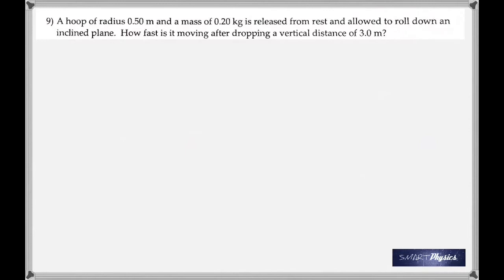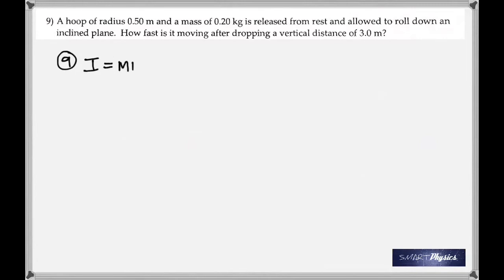In the ninth question, there is a hoop of radius 0.5 meter and a mass of 0.2 kilogram. It's released from rest and allowed to roll down an inclined plane. So this is a question that is similar to the last one. But the only difference here is that it's a hoop instead of a solid sphere. It's like a ring. And how fast is it moving after dropping a vertical distance of 3 meters? Exactly the same.